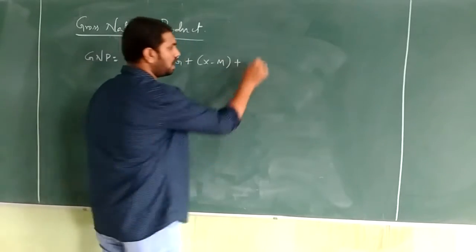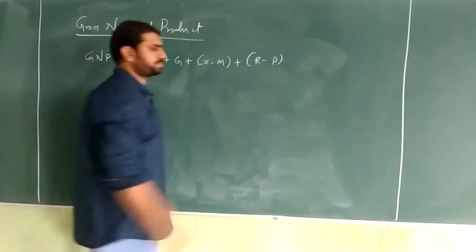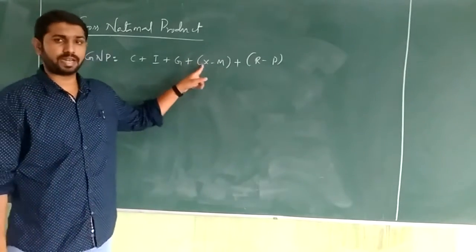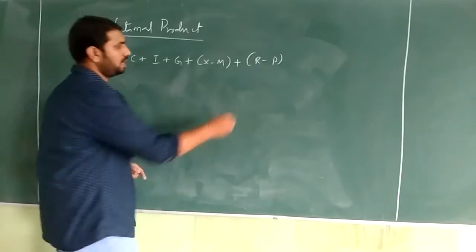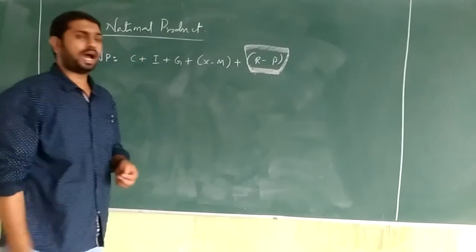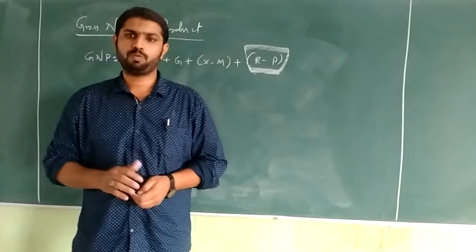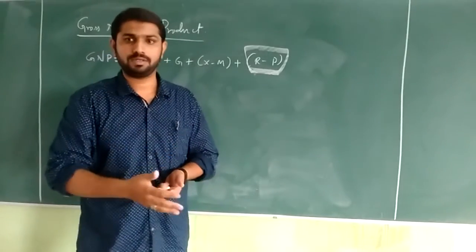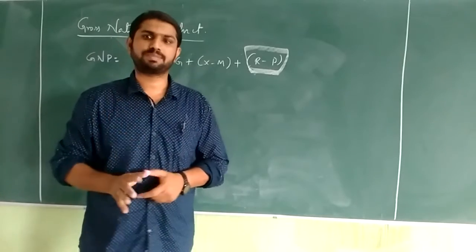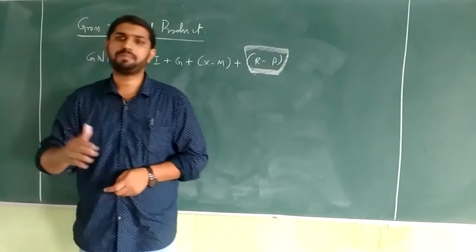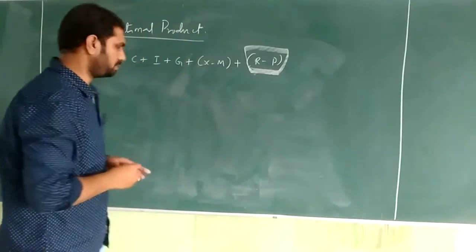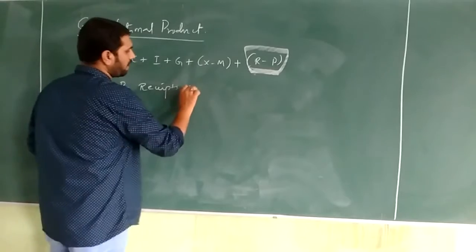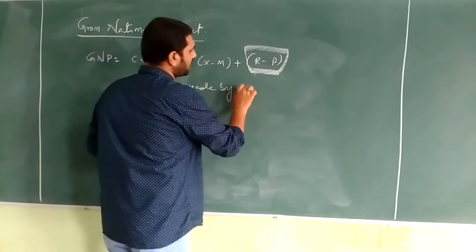plus R minus P. Here everything is simple and the same up to C plus I plus G, even X minus M, and we are concerned with R minus P now. R stands for receipts, which have been earned by the nationals or non-residents of India who are working abroad, but they are paying taxes here. That is called receipts. And P stands for payments made to foreigners locally. In simple terms, R stands for receipts made by nationals of the country.